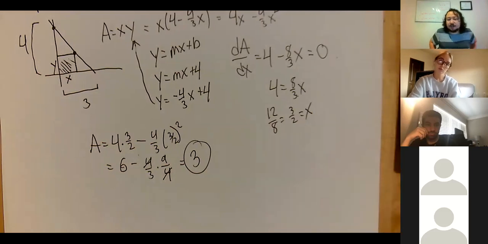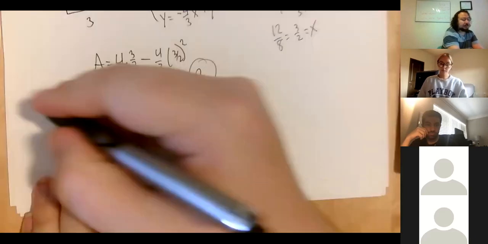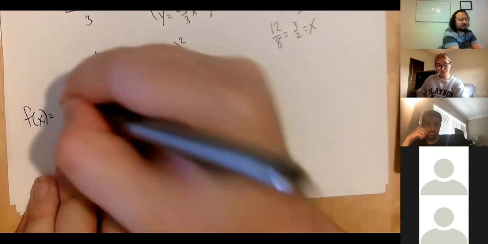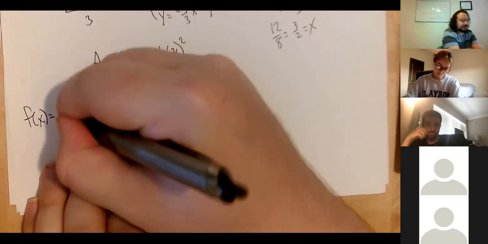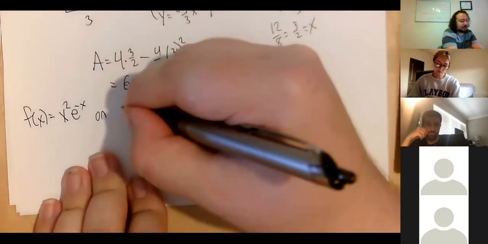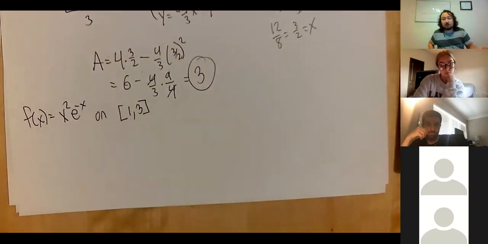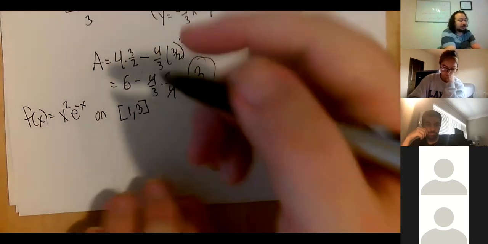Okay, this one's about finding the absolute minimum value of a function. All right. So this time, the function in question we want to minimize is x squared e to the -x. And we're doing this on the interval 1 to 3. So we want to find the smallest value that this function takes on that interval.